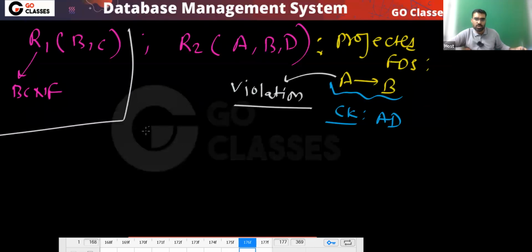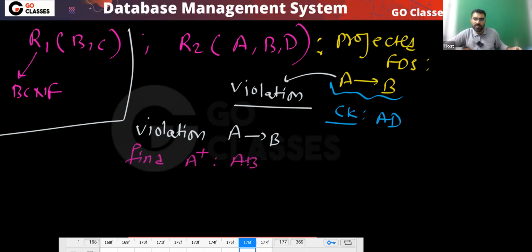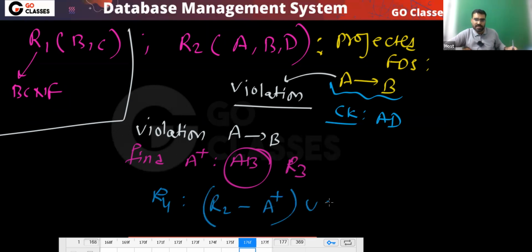Okay, so in this situation, what will you do? You take this violation, and you find A plus. What will your A plus be? A plus will be AB. This AB you can call R3, and what will your R4 be? R4 will be from R2, you remove this A plus, but you keep this A.